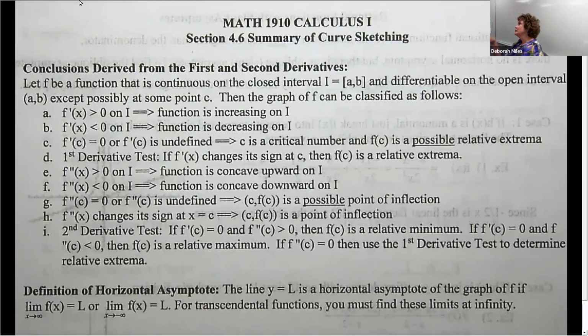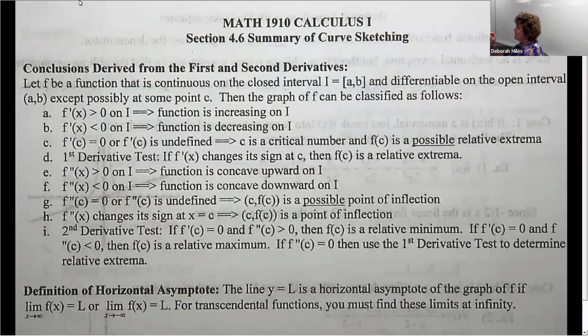What does it tell you when the first derivative is positive? Function's increasing, and when the first derivative is negative, function is decreasing. Where the function goes from increasing to decreasing, what does that tell you? There's a relative max. Where the function goes from decreasing to increasing, there's a relative min.